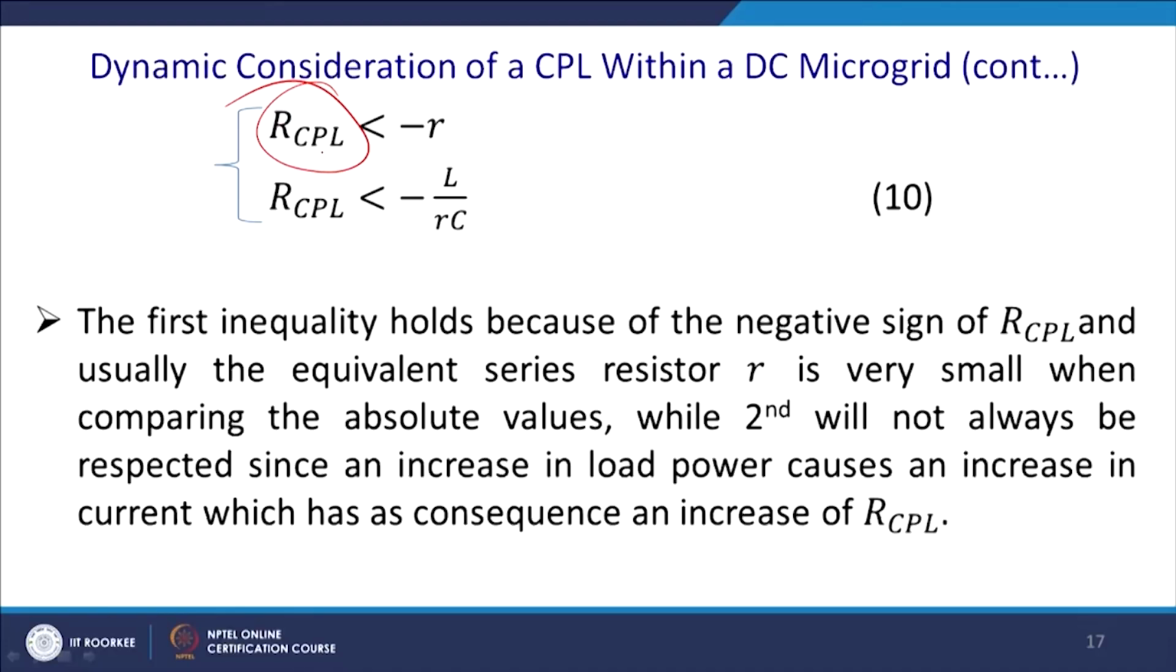So, RCPL equal to minus R, and this one should be less than minus L by RC. And thus what we can say here, the first inequality holds because of the negative sign of this, because you know that it is a negative resistance region. So, it is RCPL, and usually the equivalent series resistance R is very small when compared to the absolute values, while the second will not always be respected, since increasing the load power causes an increase in the current, which has a consequence of increasing the value of this RCPL.